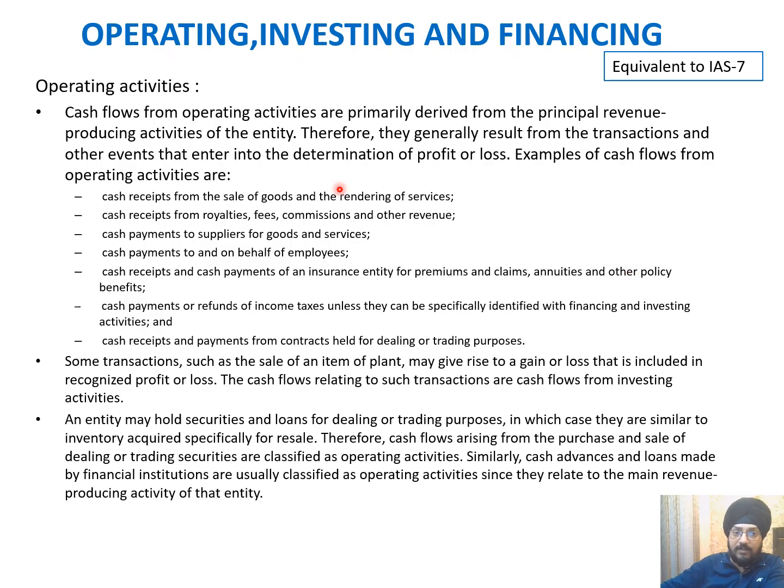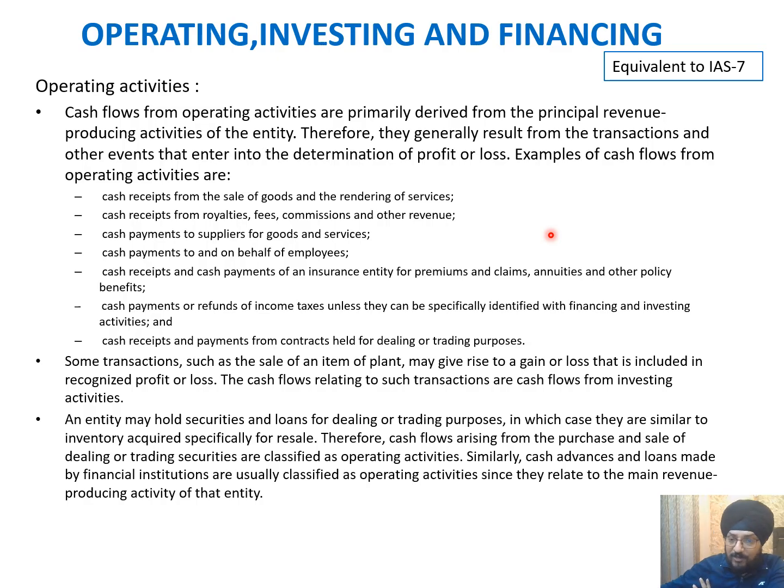So if you look at the activities here, the cash received from the sale of the goods and the rendering of the services, cash received from the royalty, fees, commission, and the other revenue, and cash payment to the supplier. So these are like my normal inflow and the outflow on account of the business activities that are being done to manage my business. These are the activities which are largely classified as the operating activity.